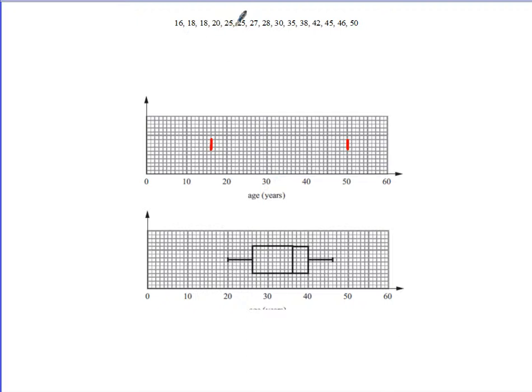Now there's 1, 2, 3, 4, 5, 6, 7, 8, 9, 10, 11, 12, 13, 14, 15 numbers. So to find the median, we add 1 and halve it. So that will give us 16 divided by 2, which is 8. So the 8th number, 1, 2, 3, 4, 5, 6, 7, 8. Our 8th number there will be the median. So 28 is the median.